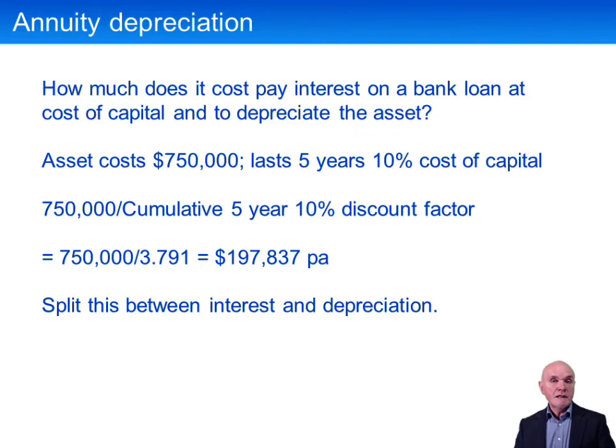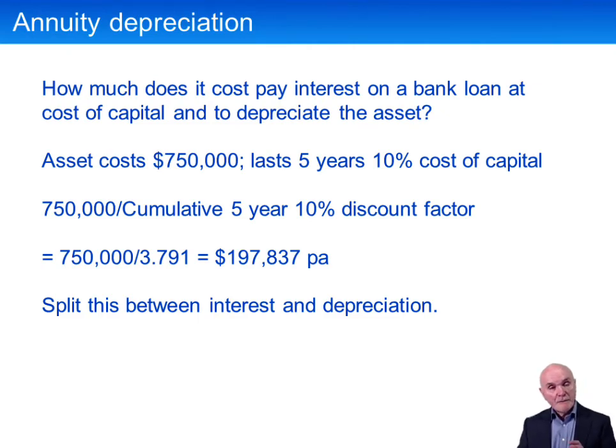If you borrow money from a bank, let's say we borrowed 750,000, and had to repay it over 5 years, you are repaying each year two things. You're repaying some interest on that borrowing, and you also repay some capital. So at the end of the day, you're going to be repaying 750,000.